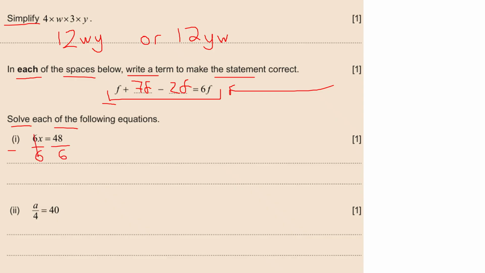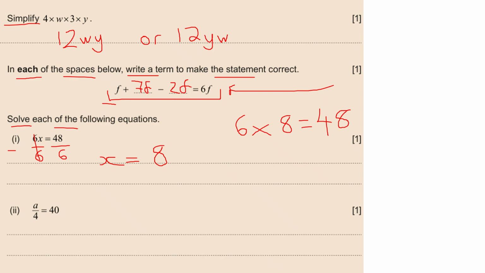These 6's cancel, so we get x equals 48 over 6. So 48 divided by 6 is 8. So x equals 8. And if you're unsure, obviously check it. 6 times what is 48? Or 6 times 8 is 48. Therefore, my answer is correct. So if you're ever unsure, guys, obviously check by subbing it back in.